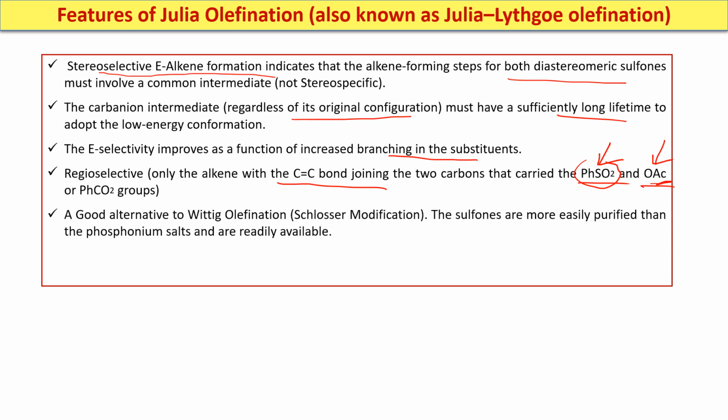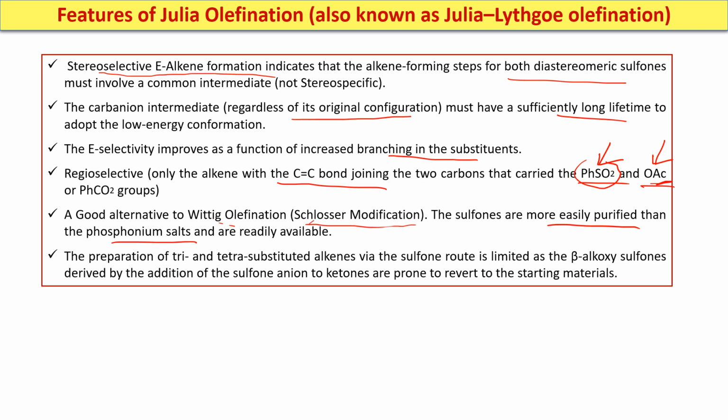Now this is a very good alternative to Wittig olefination, because in Wittig olefination, the Schlosser modification where we get trans alkene, this sulfone is a good alternative. Another important point compared with Wittig: the sulfones we use in this reaction are more easily purified than the phosphonium salt used in the Schlosser modification of Wittig olefination. So purification is easy, and the sulfone is also readily available as a starting material. These are the advantages compared to Wittig olefination.